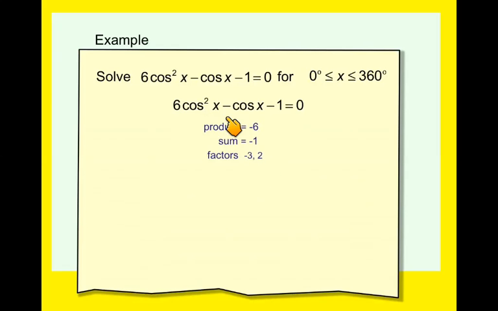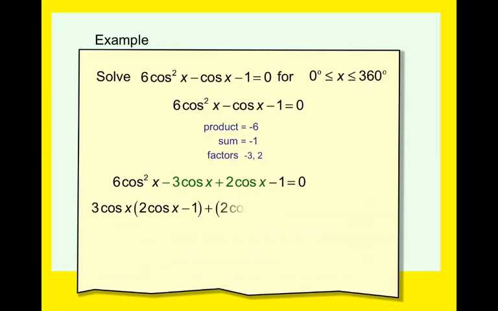We then take the quadratic and split the middle term up into minus 3 cos x plus 2 cos x, which you can see in green there. So we now have 6 cos squared x minus 3 cos x plus 2 cos x minus 1. Now we factorize by grouping. These two terms give us 3 cos x brackets 2 cos x minus 1. And for these two terms, there isn't a common factor, so we'll just put a bracket around them.